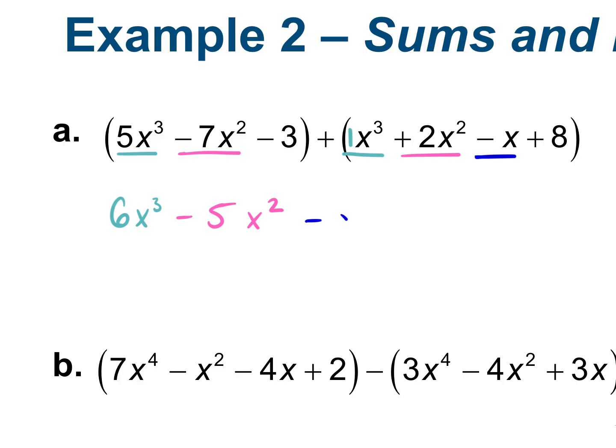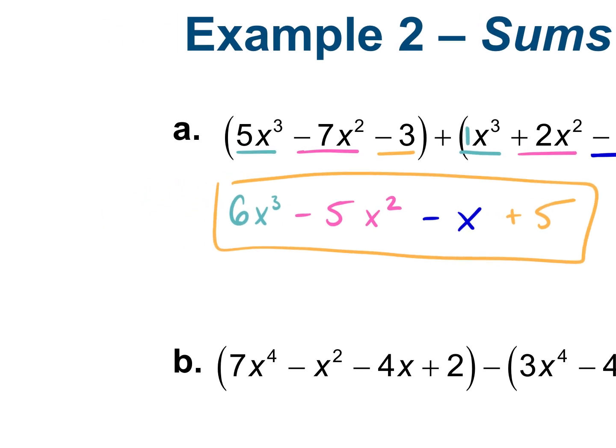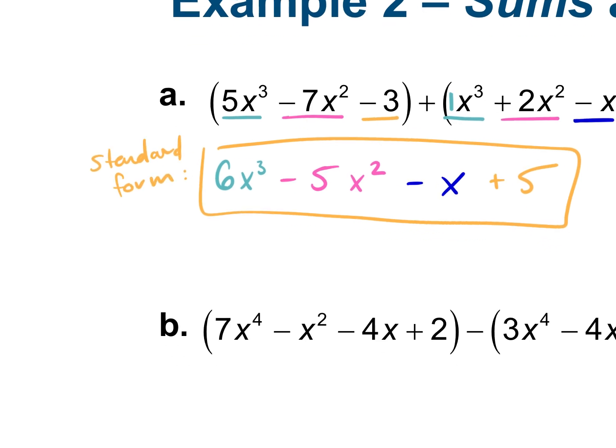Do I have any like terms with the x? Nope. So it would just be minus x. And then -3 plus 8 would be what? 5. So plus 5. So when you write your answer, you want to make sure you put it in standard form. You got to start with the highest degree and then just decrease from there. So this is standard form. Awesome.